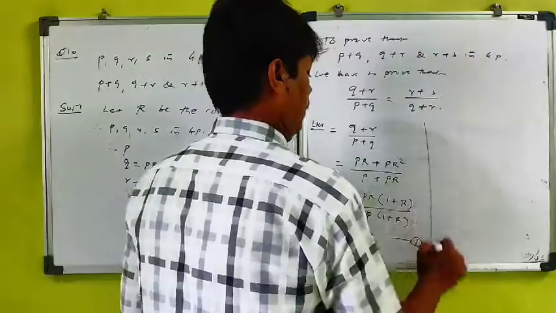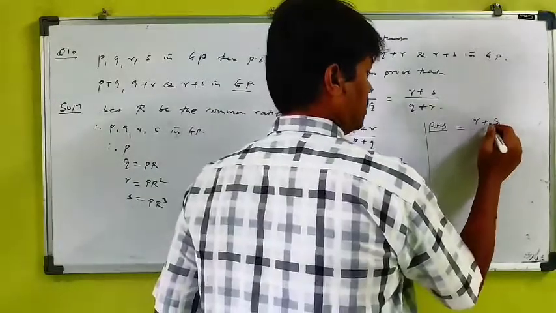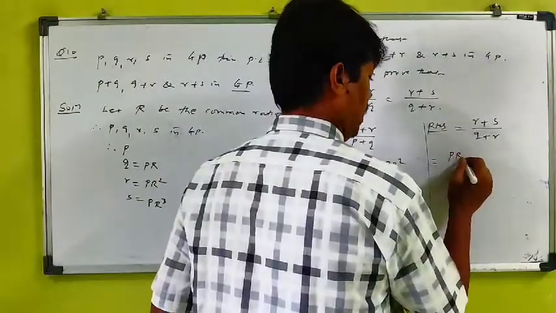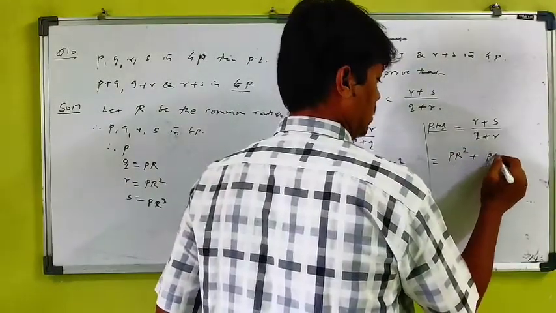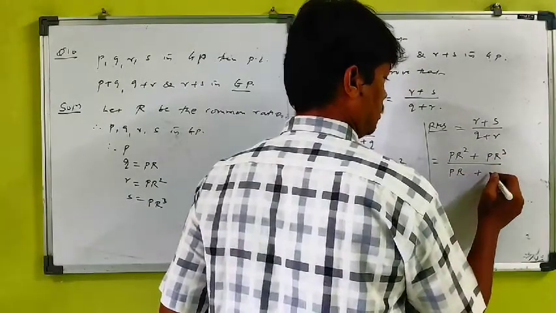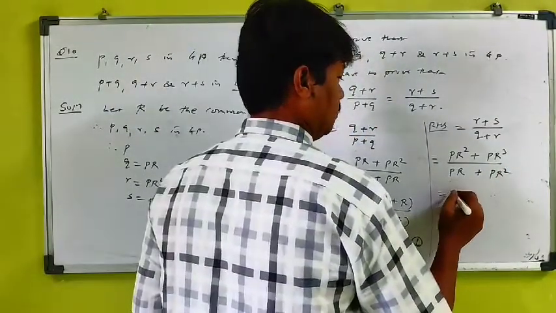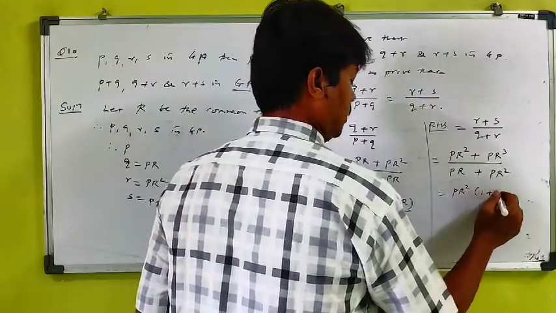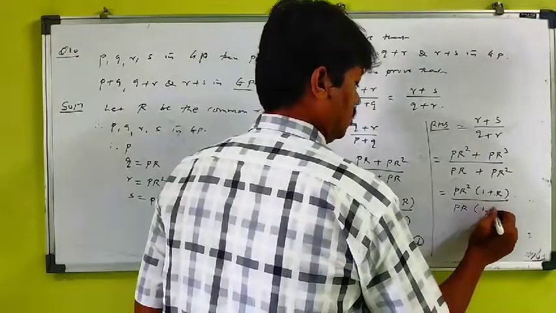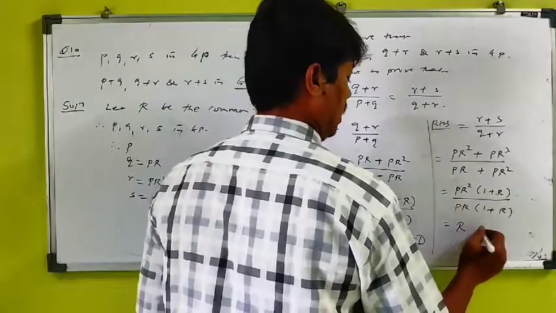Similarly, we can say a right hand side. So right hand side में क्या है? R plus S, Q plus R. R the value, it is PR square, and the S is PR cubed. Q is PR, R is PR square. What is common in the numerator? It is PR square is common. बचेगा 1 plus R. नीचे क्या common है? PR. So क्या बचेगा 1 plus R, 1 plus R cancel, P R cancel, तो बचेगा R.